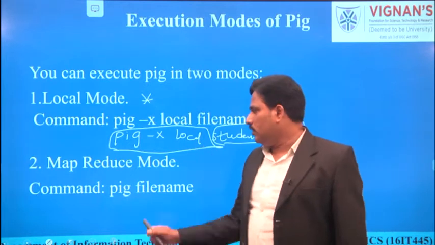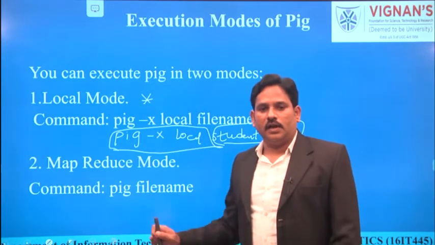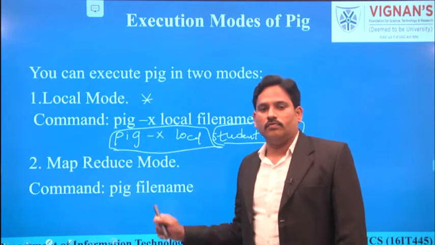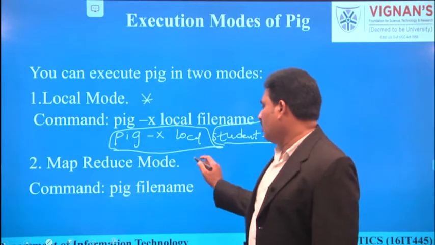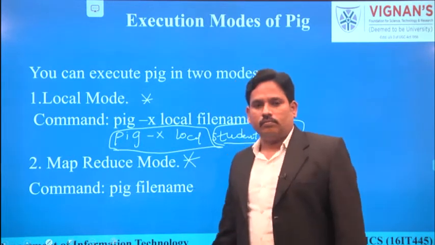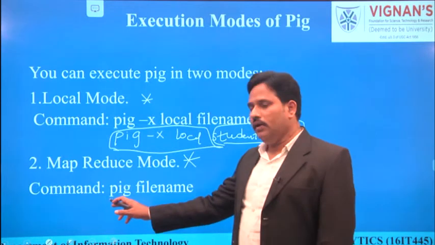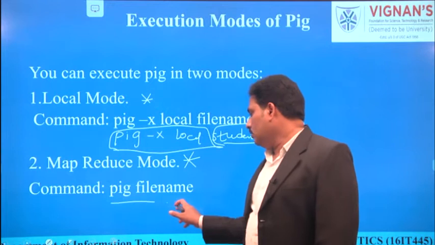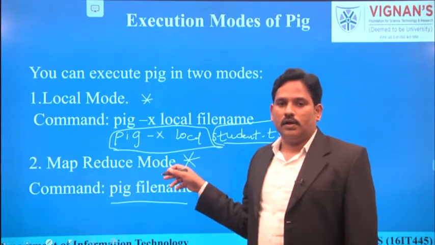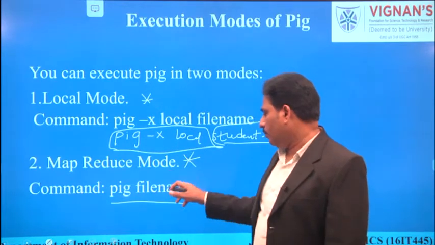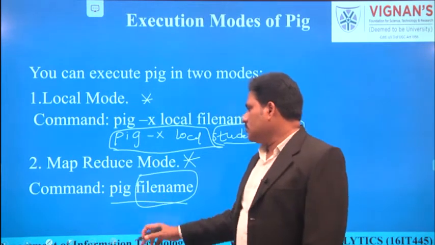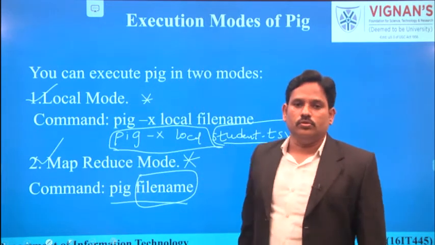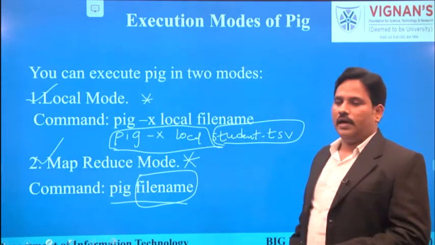If the file does not exist, it will throw an error. If the file is already created and exists, it will execute the file and display the contents of the file. Whenever you want to execute in a MapReduce environment, we have to use the command pig and the file name. Once you use this command, the components and operations of MapReduce are going to be applied on this file. So we can use either local mode or MapReduce mode to execute a file in the Pig Latin environment.